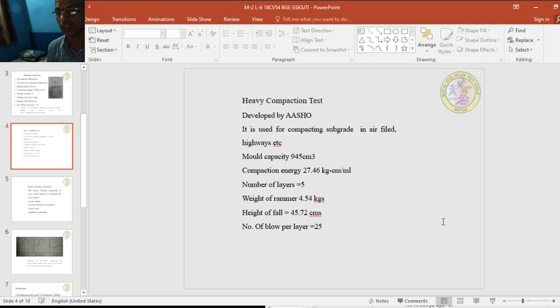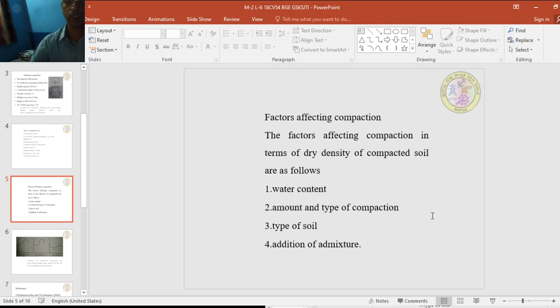So next day, by knowing the water content, you have to calculate the dry density and plot a graph of water content on the x-axis versus dry density on the y-axis in an ordinary graph. You will get a curve. That curve is called a compaction curve. The peak of the compaction curve on the y-axis will give the maximum dry density. With respect to that, the water content will give the optimum moisture content. So that completes the test.